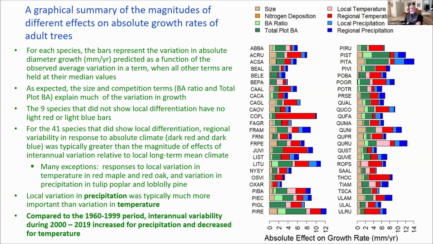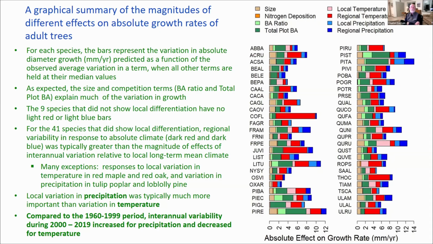And so if the dark blue is broader or wider than the light blue, then the regional mean is more important than local variation, and vice versa. The same with red for temperature. By and large, the darker bars, which are the regional effects, tend to be larger than the interannual variability effects, but there are lots of exceptions to that.